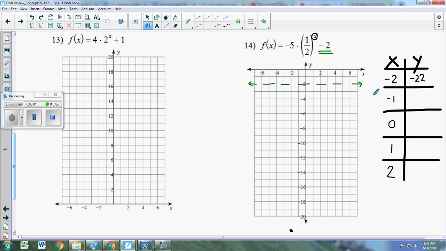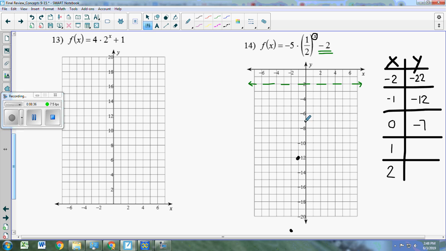All right, negative 1, same kind of idea. We're plugging it in for the exponent. That's going to flip it since it's a negative, so this is going to be just 2 over 1, or 2. Times negative 5 is negative 10. Minus 2 is negative 12. All right, so negative 1, negative 12 will bring us right there for a point. Plug in 0. 0 is kind of nice. It makes this into 1, so 1/2 to the 0 power is 1. Times negative 5 is negative 5. Minus 2 is negative 7.